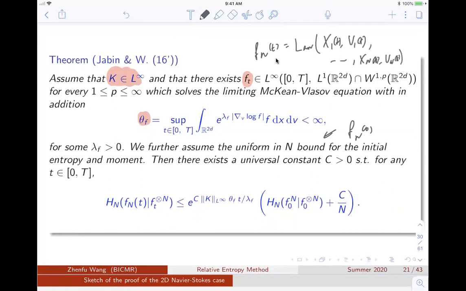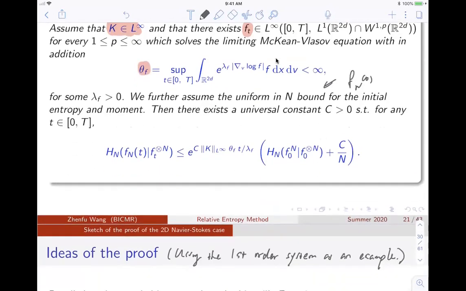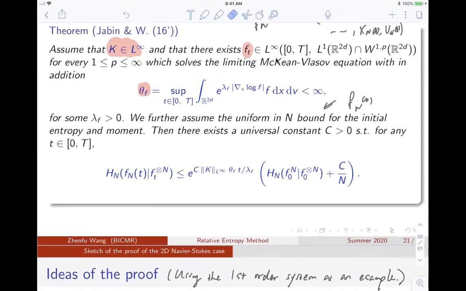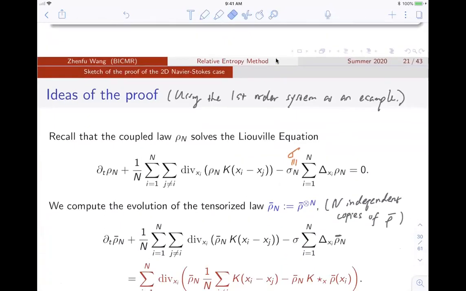And the main result is the same. We can propagate the relative entropy, and you can see this is the quantity appearing here. I just mentioned that this result is parallel to the Weak-Strong uniqueness result for the Vlasov system. So now let's talk about the basic idea.